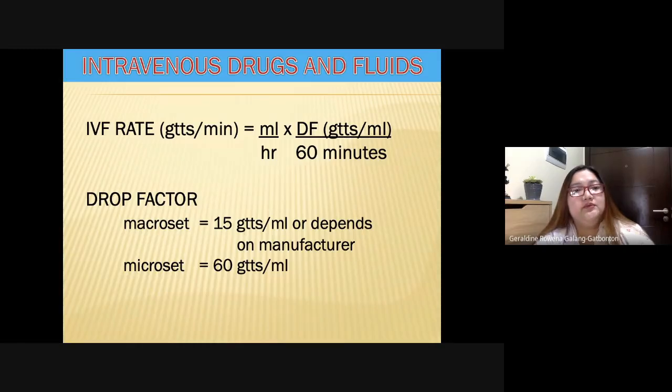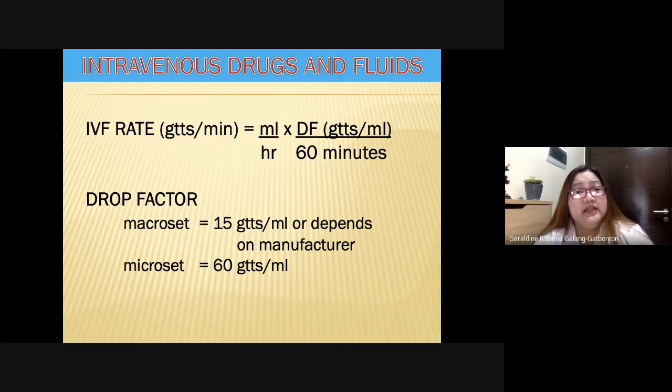Next, let's go now to intravenous drugs and fluids. So this time, no, ang kinocompute naman natin, gaano kadami yung rate nung pagbibigay ng fluid or drugs. Alright? Ibig sabihin, hindi lang ito simpleng push. Yung intradermal, pinupush yan. Yung sub-Q, pinupush yan. Yung IM, pinupush yan. Pero yung IV, pwedeng push, pwedeng drip.